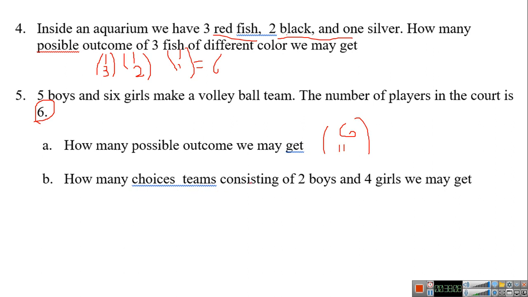How many teams consisting of 2 boys? So how many boys do I have? 2 out of 5. And 4 girls, 4 out of 6. So also it's a combination.